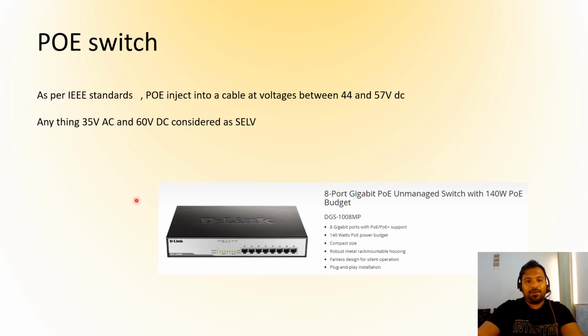We give it an incoming power supply and it will provide almost 44 to 57 volt DC. Some switches give 90 volt DC also. As per the IEC standards, a voltage of 35 volt AC or 60 volt DC is considered extra low voltage. So this is extra low voltage, and there is no chance of shock.